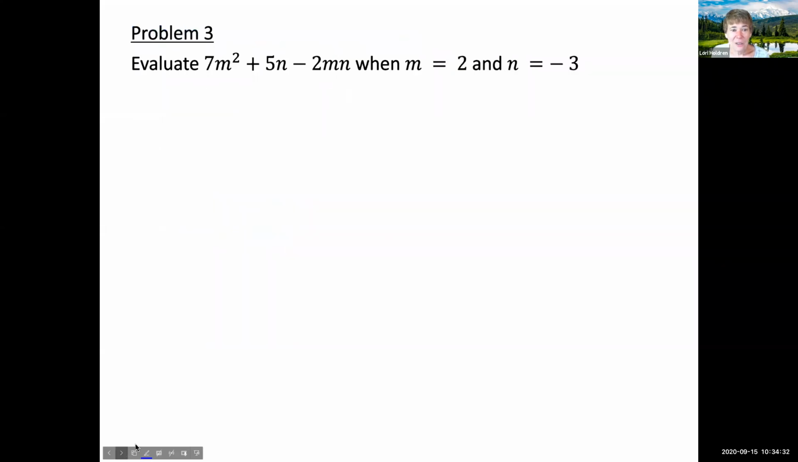Okay, let's look at the next one. We have evaluate 7m squared plus 5n minus 2mn when m is 2 and n is negative 3. Pause your video and give this one a try.